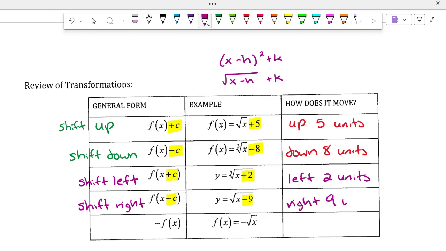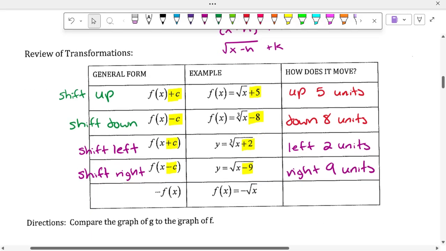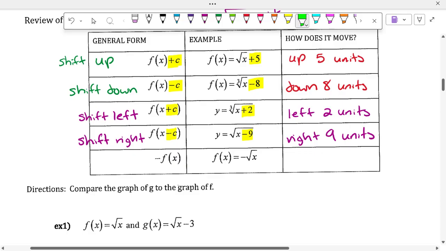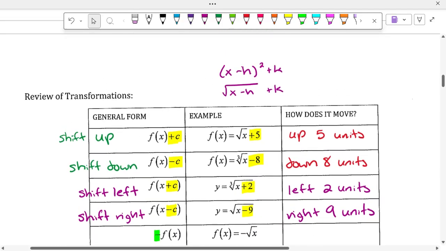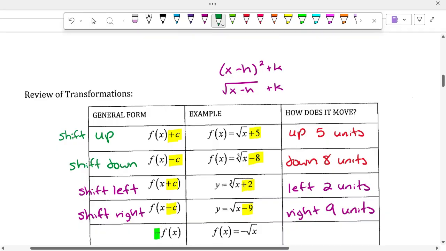Or right 9 units, sorry. Now, last one. Think about this carefully. If we multiply a negative to our function, so in other words, think about our a value when we did a quadratic. What happened when I made that a value negative for a quadratic?